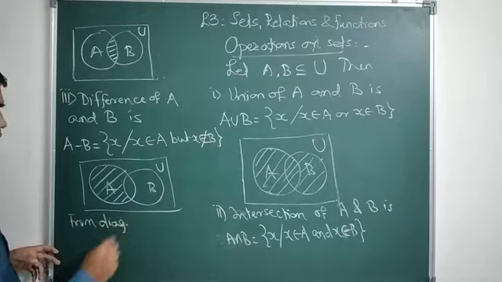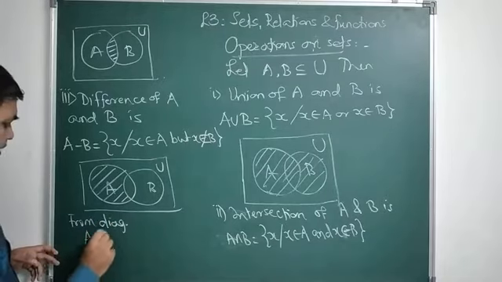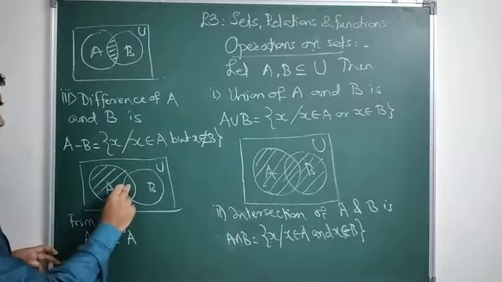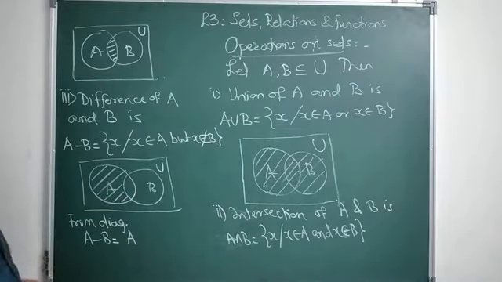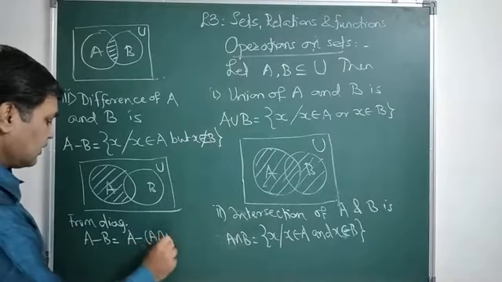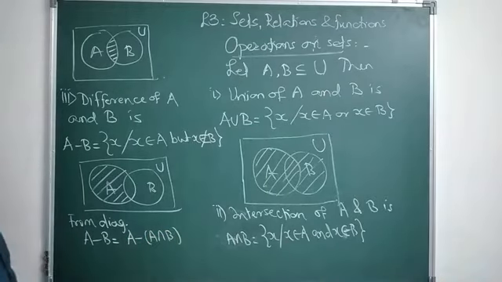So from the diagram you can observe A minus B is nothing but A minus A intersection B also. Both sets are one and the same.